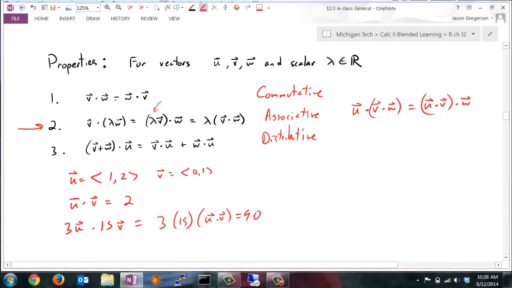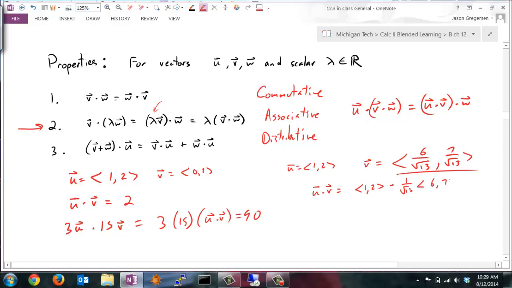Another one you'll see quite often is if I have u equal to 1, 2, and v equal to 6 over the square root of 13, and 7 over the square root of 13. Ugh. What's u dot v? Well, that's 1, 2 dotted with. I know that I can rewrite this. I can factor out that 1 over the square root of 13 to look like this. And now this property of dot product says I can pull that constant out front.